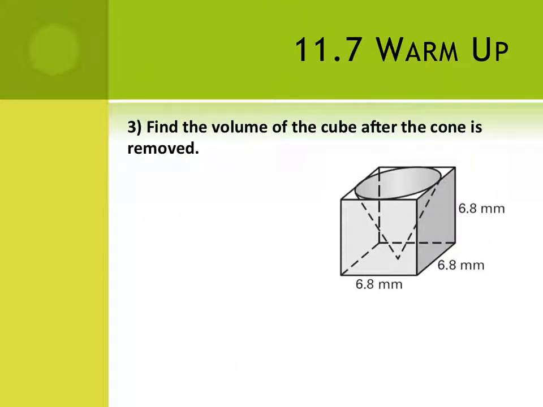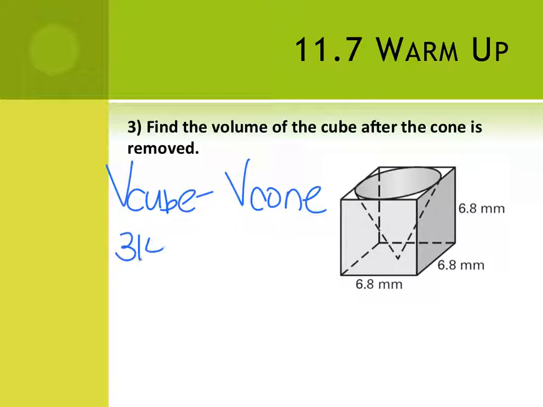Number 3 says find the volume of the cube after the cone's been removed. So I need 2 things. I need the volume of the whole cube, and then if I took out of it the volume of the cone. So I'm going to find the volume of the cube and subtract from it the volume of the cone. So the cube we have a shortcut for, right? Good. So 6.8 times 6.8 times 6.8, which is 314.432. Because the volume of a cube is side cubed.